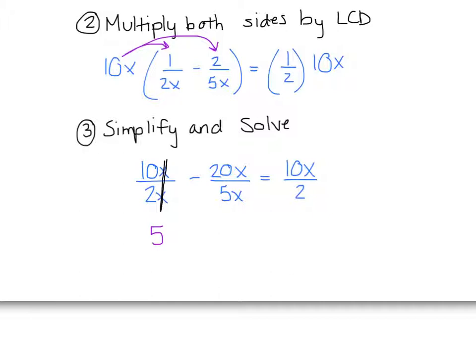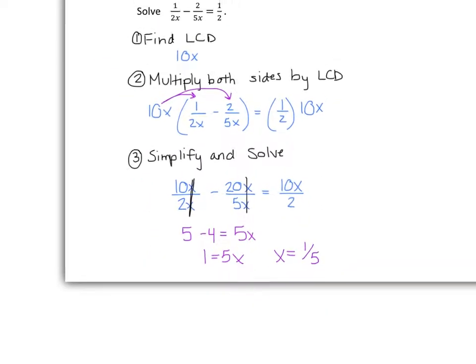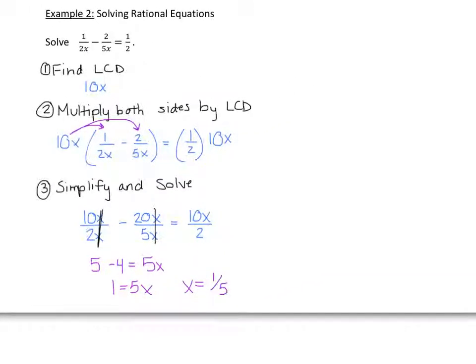And then what will happen with the next one? Negative 4, equals 5, and the x is still there. So 1 equals 5x, so what must x equal? 1/5. You divide 5 to the other side. And then you must check it.